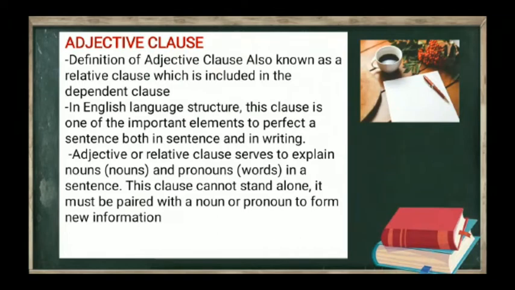Adjective clause. The definition of adjective clause, also known as a relative clause, which is included in the dependent clause. In English language structure, this clause is one of the important elements to perfect a sentence, both in speaking and in writing. An adjective or relative clause serves to explain nouns and pronouns or words in a sentence. This clause cannot stand alone. It must be paired with a noun or pronoun to form new information.